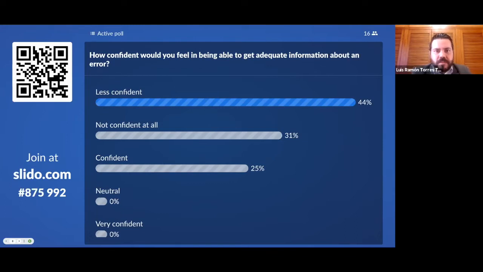Thank you. This is important because one of the main things that we want to have with our patients and really all the healthcare system that we have in our different countries, of course, taking into account the different context, is the trust. So what happens when we do not think we're getting the adequate information about an error? We can see here in the response that 0% feel very confident about the information that they are receiving about an error. And the most percent is really the less confident side.